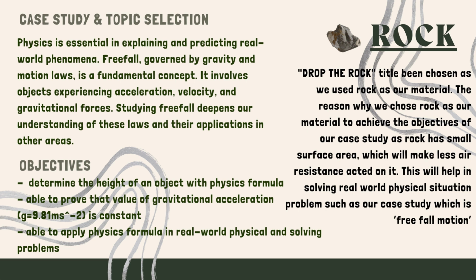So, the objectives of our case study are to determine the height of an object with a physics formula, which we will discuss later, to prove that the value of gravitational acceleration, g equal to 9.81 meter per second squared, is constant, and lastly, to apply physics formulas in real-world physical situations and solving problems.